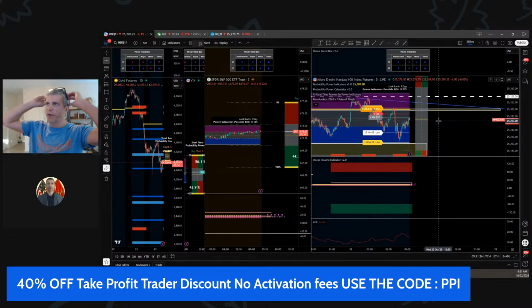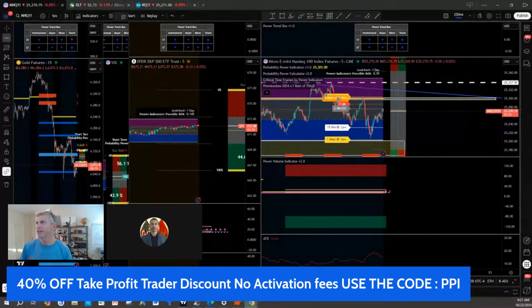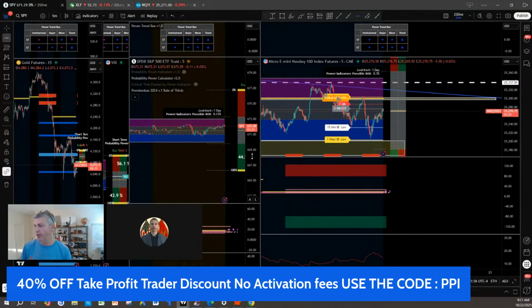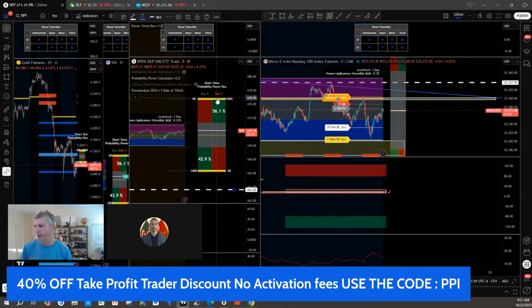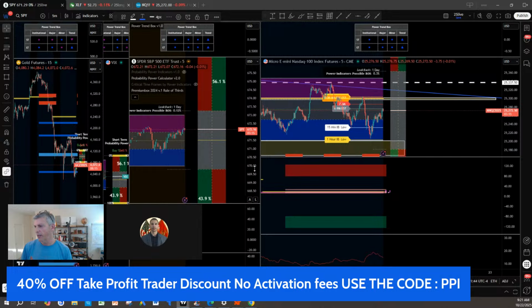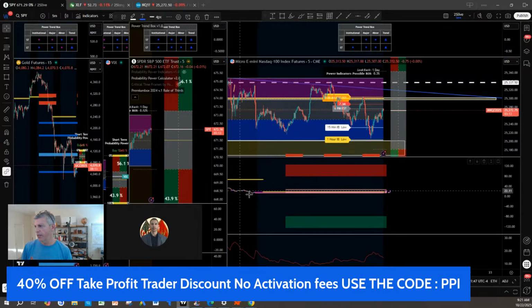The SPY is doing fairly well, guys. The SPY is fairly strong. They are sitting at this 672. There's a 677 target on the power indicator right there, and there's huge support at 670. So the SPY is fairly good. We have this little divergence between the SPY and the other markets, by the way.